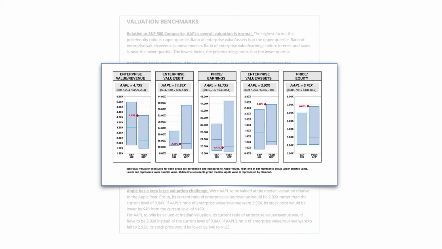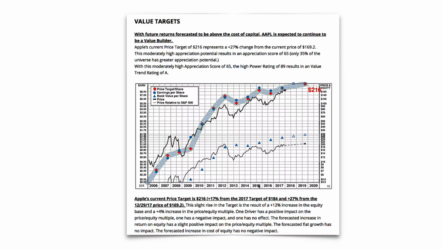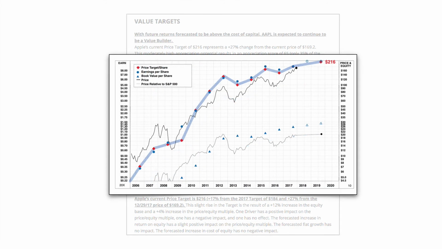Valuation benchmarks, these are several common measures of valuation. Enterprise value is the total value of the company, debt and equity, and it's compared both to revenue and EBIT, earnings before interest and taxes. The price earnings multiple, enterprise value relative to assets, and finally price to equity. The most common or typically used measure, price to earnings, shows that Apple is quite low relative to both groups. Interestingly, several of the other measures show just the opposite, so that Apple's valuation can be something of a puzzle to people. And that's one of the reasons then that we look at price targets.